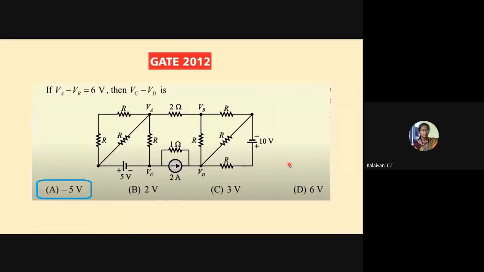So answer will be minus 5 volt. To analyze this circuit, it's very simple. We are finding the current here, 2 ohms, potential difference 6 volt. So 6 by 2, that is 3 amps. It is taken as one port network, so outgoing current will be 3 amps. So you have found the amps across the 1 ohm resistance, that is 5 amps. After this, we are finding the potential difference. VD minus VC is equal to 5 into 1, 5 volt. The question is VC minus VD, so it is minus 5 volt.